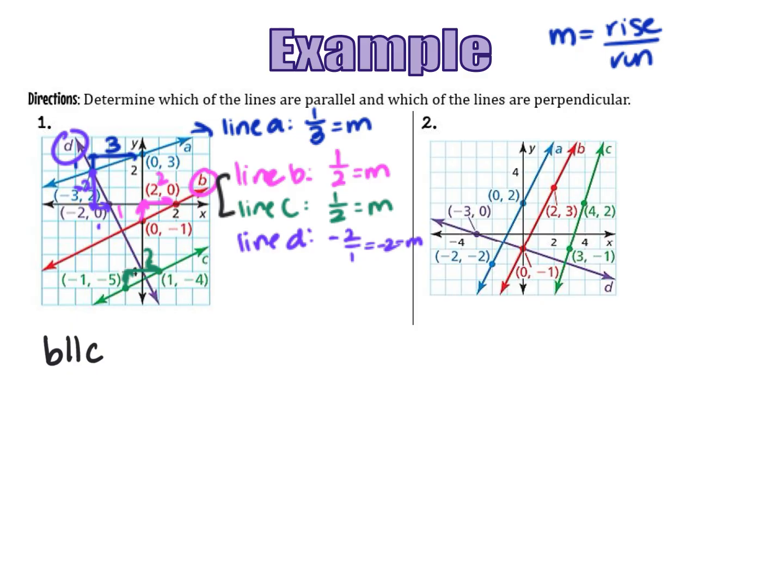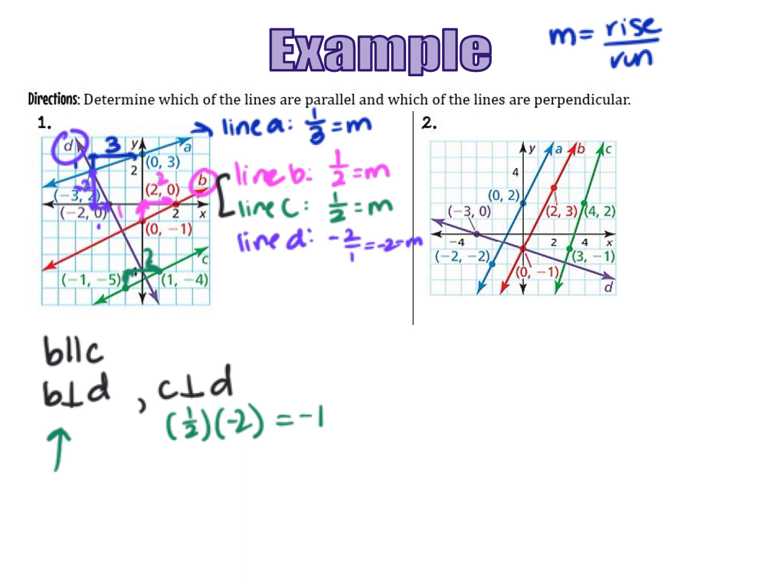We can also say that line B is perpendicular to line D, and therefore line C is also perpendicular to line D. And we can show that that's true using the postulate we just learned, where we multiply or find the product of their slopes. Line C has a slope of 1/2. Line D has a slope of -2, and that does in fact multiply to be -1. And the same thing for B and D.